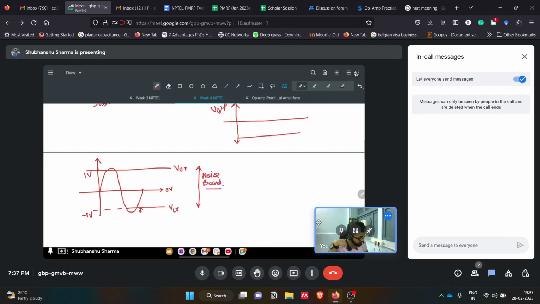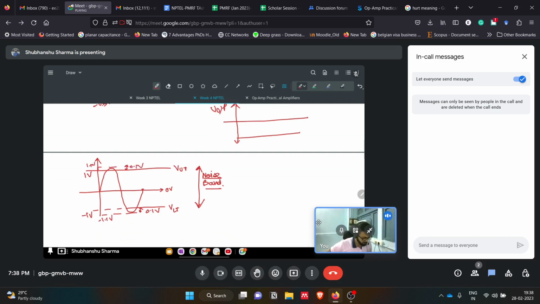Fine. This is the noise band. So this is 0.1 volt extra. So this is 1.1 volt minus 1.1. This is 1.1 volt. So this is 0.1 volt extra.